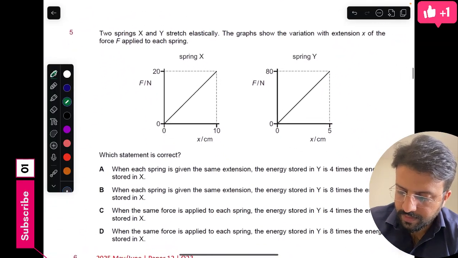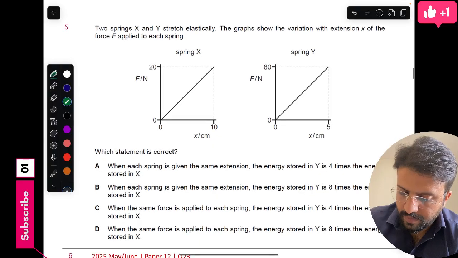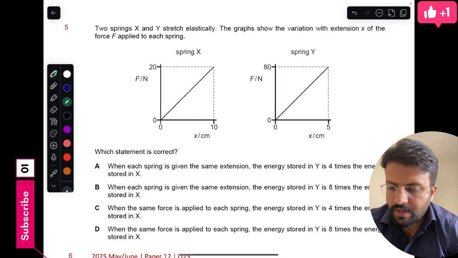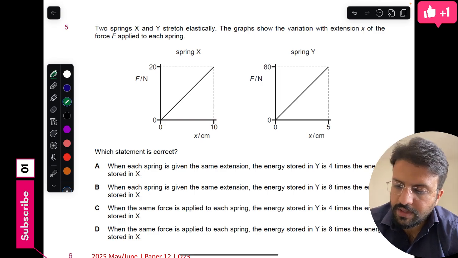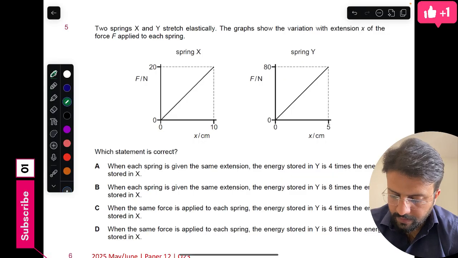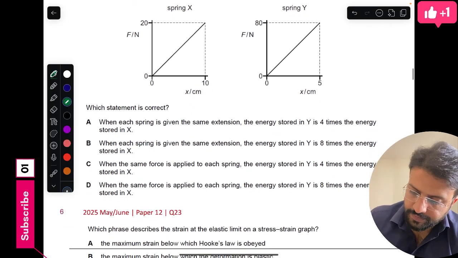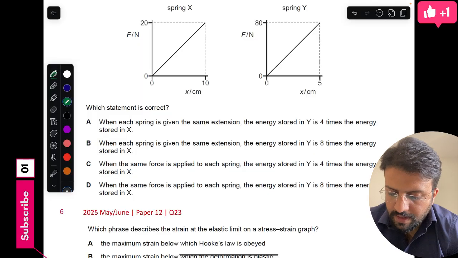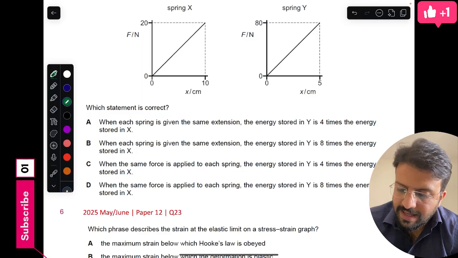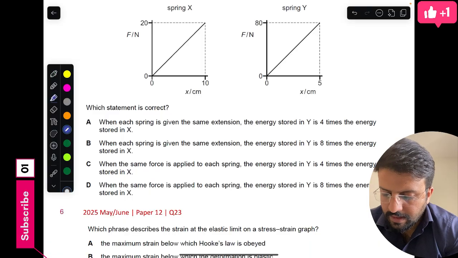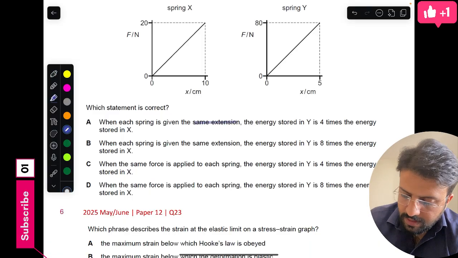Okay, the next question. Two springs X and Y stretch elastically. The graph shows the variation with the extension X of the force F applied to the spring. Which statement is correct? So what statements do we have? When each spring is given the same extension, the energy stored in Y is 4 times the energy stored in X. And there are different conditions.